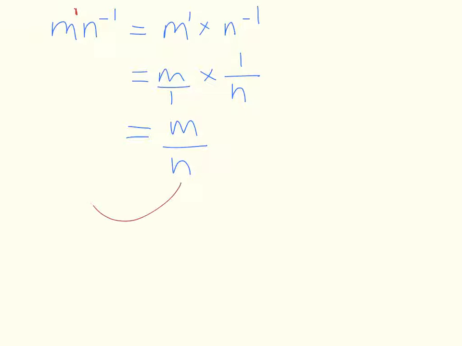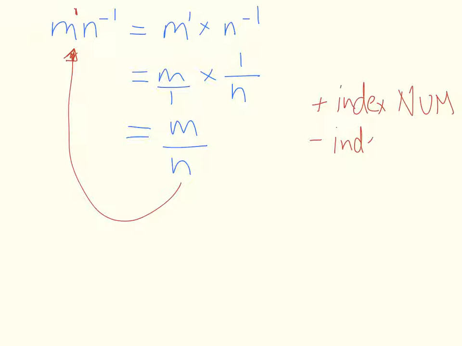So the next little thing we can add into our skill set is that if I have a positive index, that goes to the numerator. If I have a negative index, that goes to the denominator. Okay? So anything with a negative index will go to the denominator, anything with a positive index will go to the numerator. Same sort of thing, if I've got minus 5 a squared b to the minus 2.